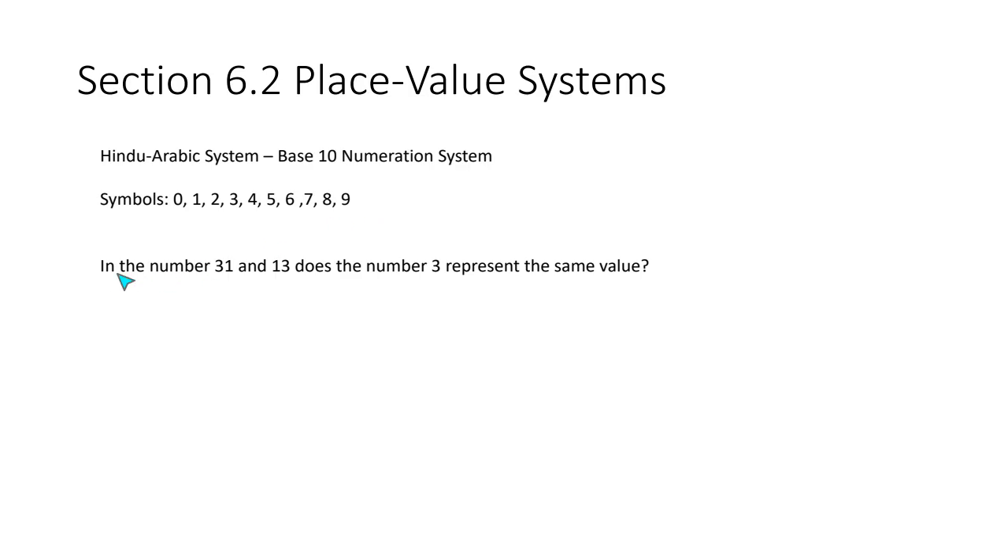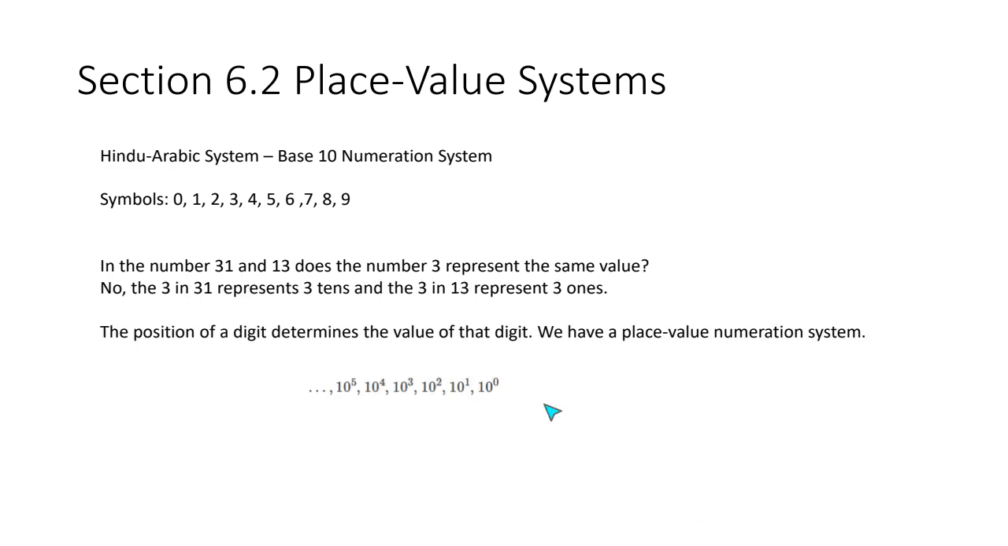Okay. So in the numbers 31 and 13, does the number 3 represent the same value? Okay, so we know that that is a no, right? Because in 31, the 3 represents 3 tens, and the 3 in 13 represents 3 ones. So the position of a digit determines the value of that digit. Depending where that number is located, it's going to have a different value. And that's why we have what we call a place value numeration system.